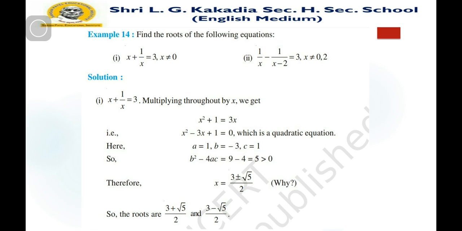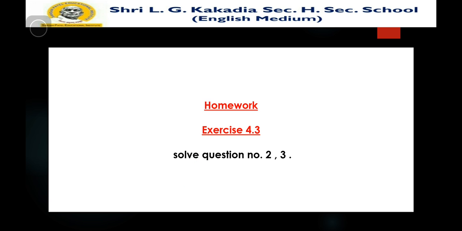These are the two roots of the given quadratic equation. In this manner, we can find the solution of any given quadratic equation. But remember that b square minus 4ac must be greater than or equal to 0, so that we can find the real roots of the given quadratic equation. In exercise number 4.3, some questions are given, that is question number 2 and 3, similar to what we have learned here. So, solve them by yourself.